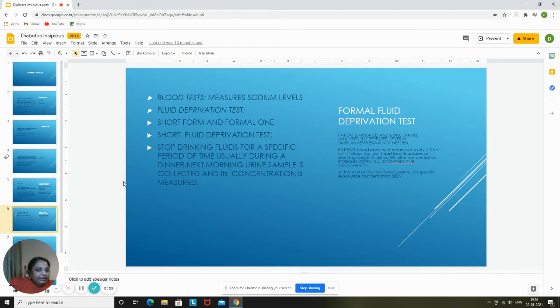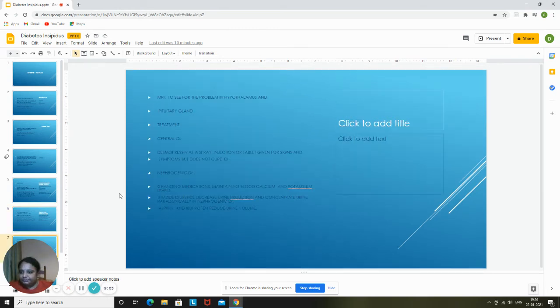Then after that, until the BP is reduced too low, you measure until the heartbeat increases on standing, and then you see until the weight is lost by 5%. You see the urine concentration, which increases slightly in 2 or 3 consecutive measurements. Till then, you are supposed to measure all these parameters. Then at the end of the test, blood sodium, vasopressin levels, and urine concentration are also measured.